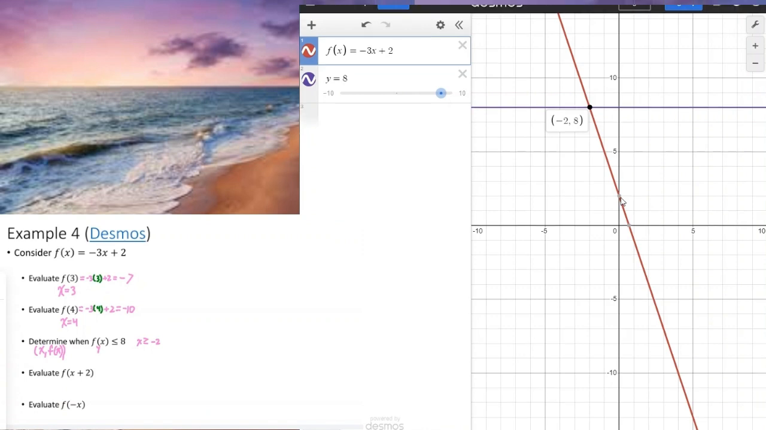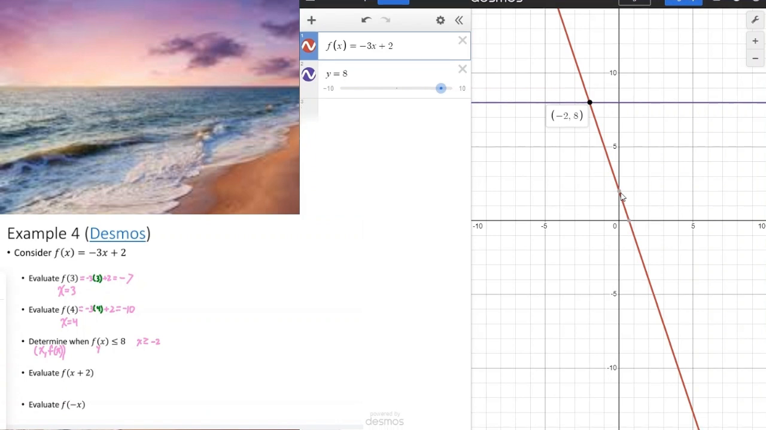There are often times where we're not just plugging in numbers into a function. We may be plugging in expressions. So for example, here, we want to evaluate f(x + 2). Meaning everywhere I see an x in the -3x + 2, I'm going to replace x with the expression x + 2. Starting off by writing it out, the -3 times, well, x is going to be replaced with (x + 2). And then the + 2, which was already part of my function.